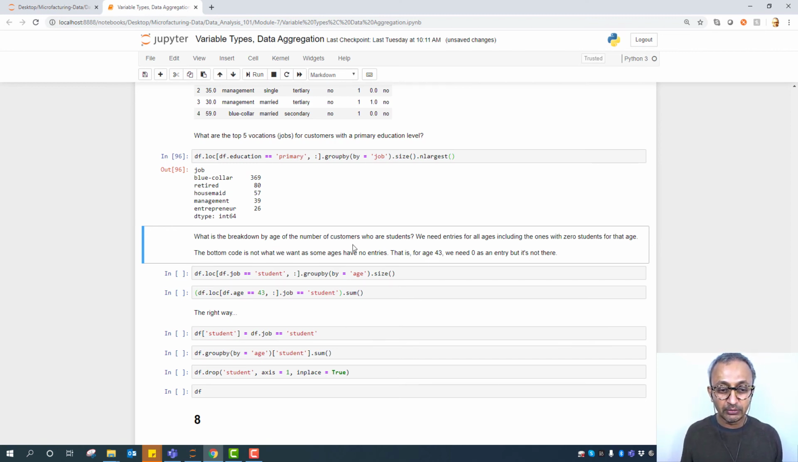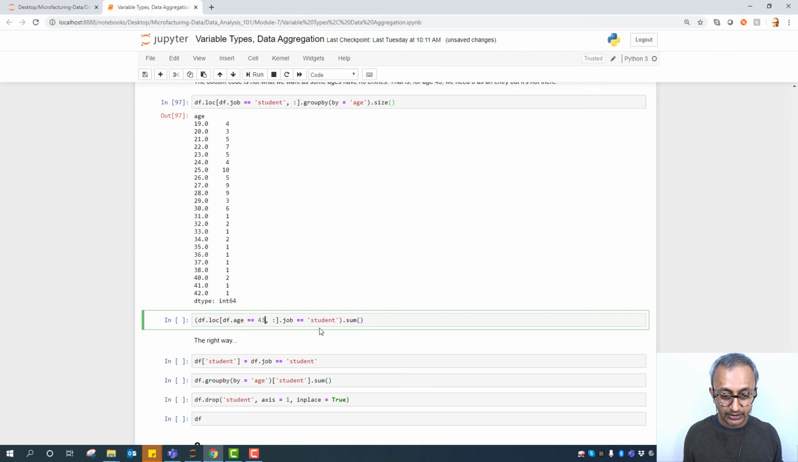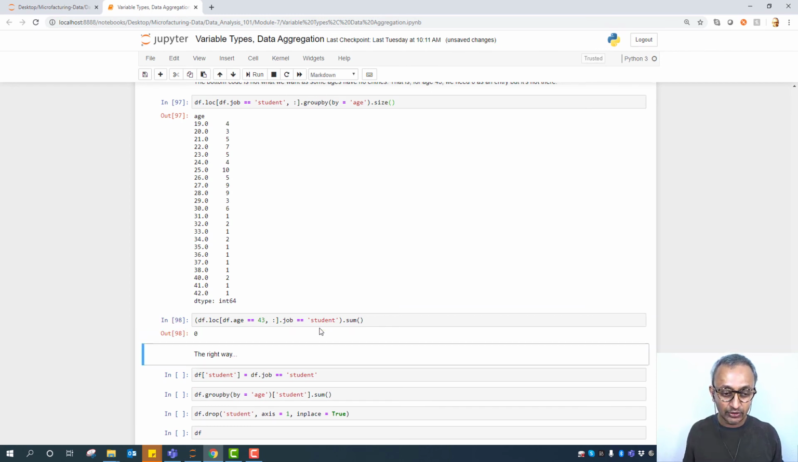So you could say, by job, you want to see folks who are students, so you filter that data frame, then group by age and do a count. You will not get any item with 0, because it will not report any customer with 0. So let's say age 43, there is no customer who has age 43.